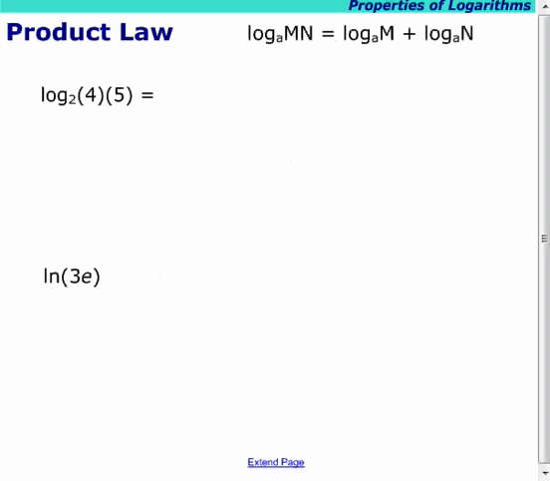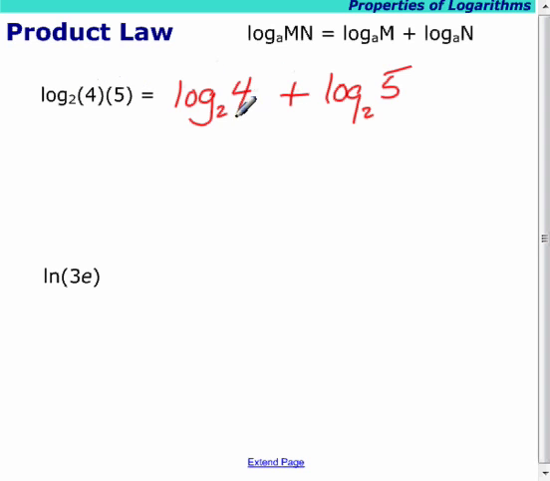So let's try, we'll go through each one of the rules individually. So the product law, taking the logarithm of a product, log each one. Okay. So here I'm taking the logarithm base 2 of the product of 4 and 5. So I can rewrite that as the log base 2 of 4 plus the log base 2 of 5. Because it's a product, I take the log of each one separately and add the results.